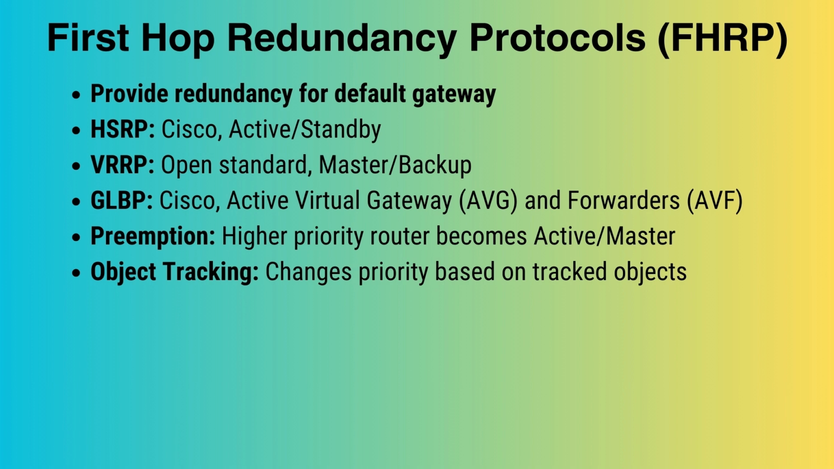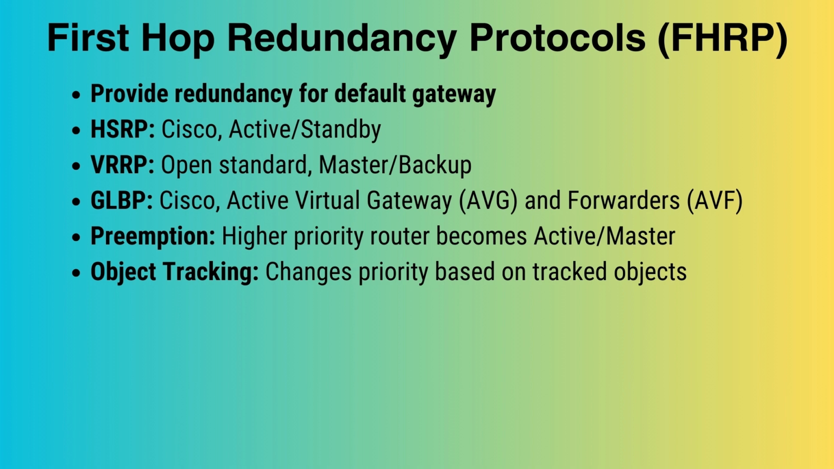FHRPs provide redundancy for the default gateway, ensuring network availability. HSRP, Hot Standby Router Protocol, and VRRP, Virtual Router Redundancy Protocol, offer active/standby configurations, while GLBP, Gateway Load Balancing Protocol, provides load balancing with an active virtual gateway, AVG, and multiple active virtual forwarders, AVF. Preemption allows a higher priority router to take over as active/master, and object tracking adjusts priorities based on tracked objects.